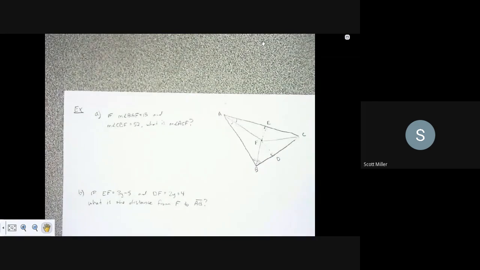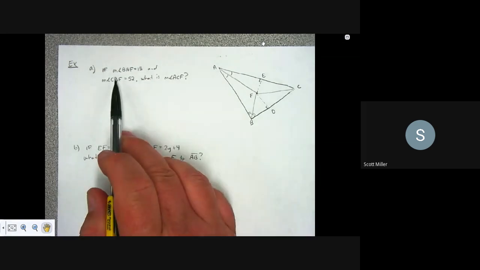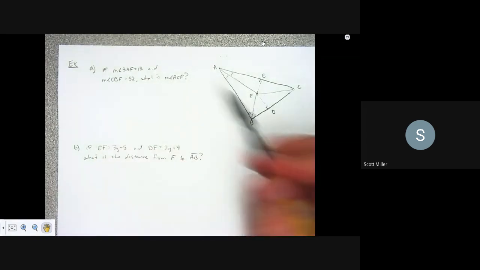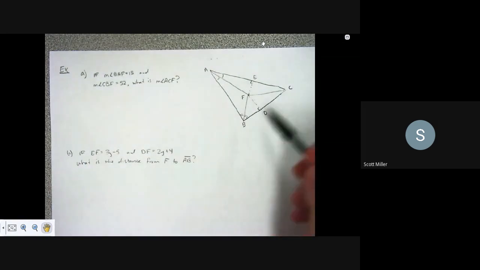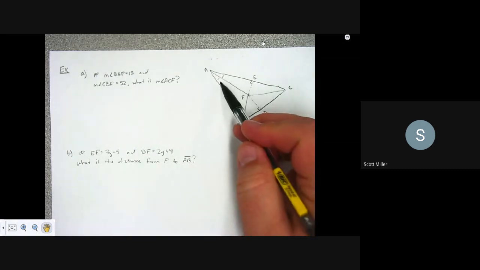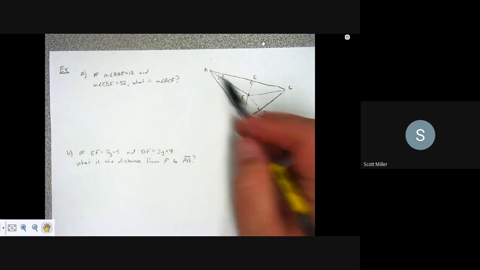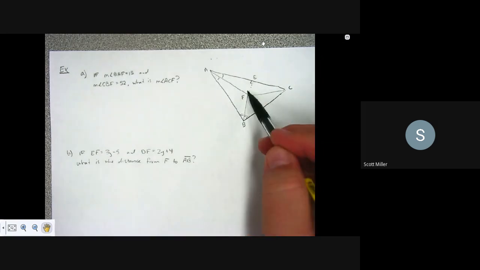And then the next thing down here is we've got some problems that we want to look at. How can I use this work to solve problems? Use that knowledge to help us solve some problems. So in part A, if BAF is 15, this mark here told me that that is an angle bisector. This mark tells me that that is an angle bisector. Okay?